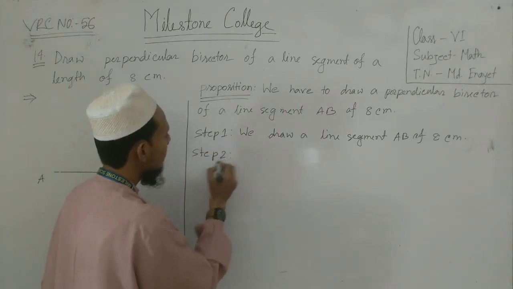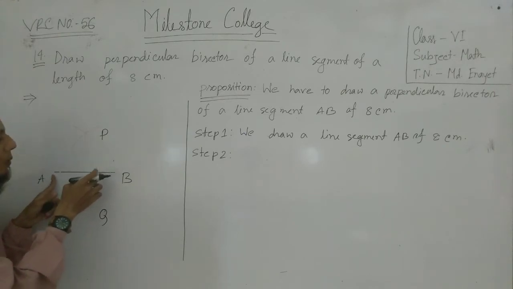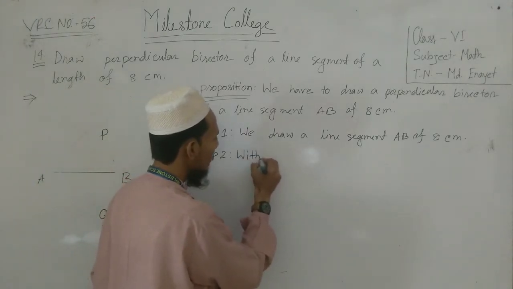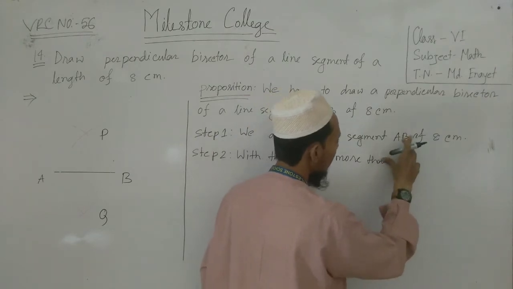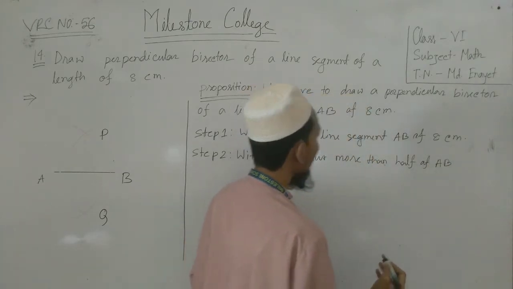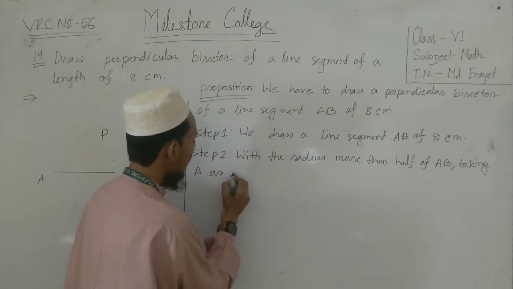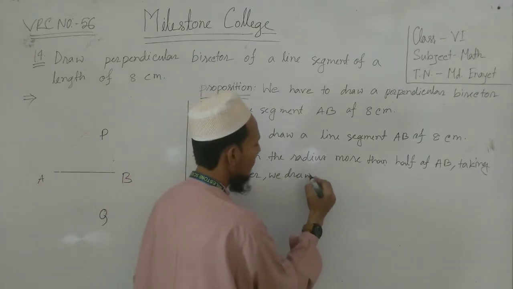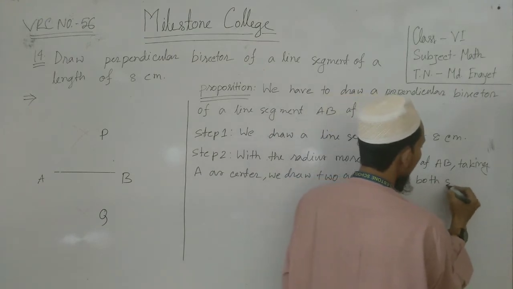Step 2. What have I done here? Taking A as center with a radius more than half of AB, we draw two arcs on both sides of AB.